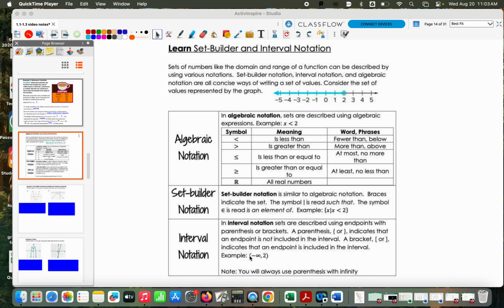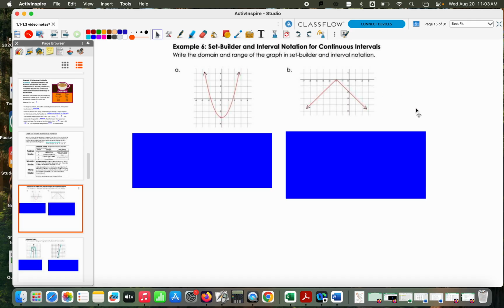So in my opinion, I prefer interval notation. There are times you can't use this and you have to use set builder or inequality notation, but let's explore some examples. Most of these are going to be continuous graphs in the beginning, so we get used to this. We're going to do domain and range, in set builder and interval notation, so let's see how it works.